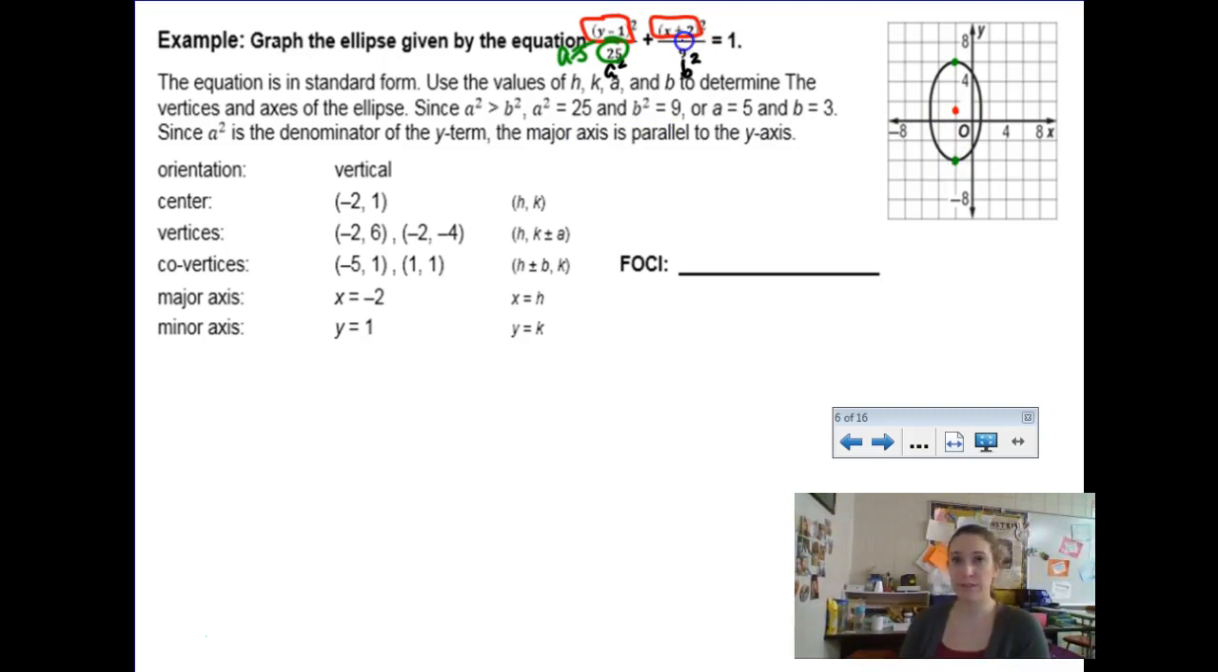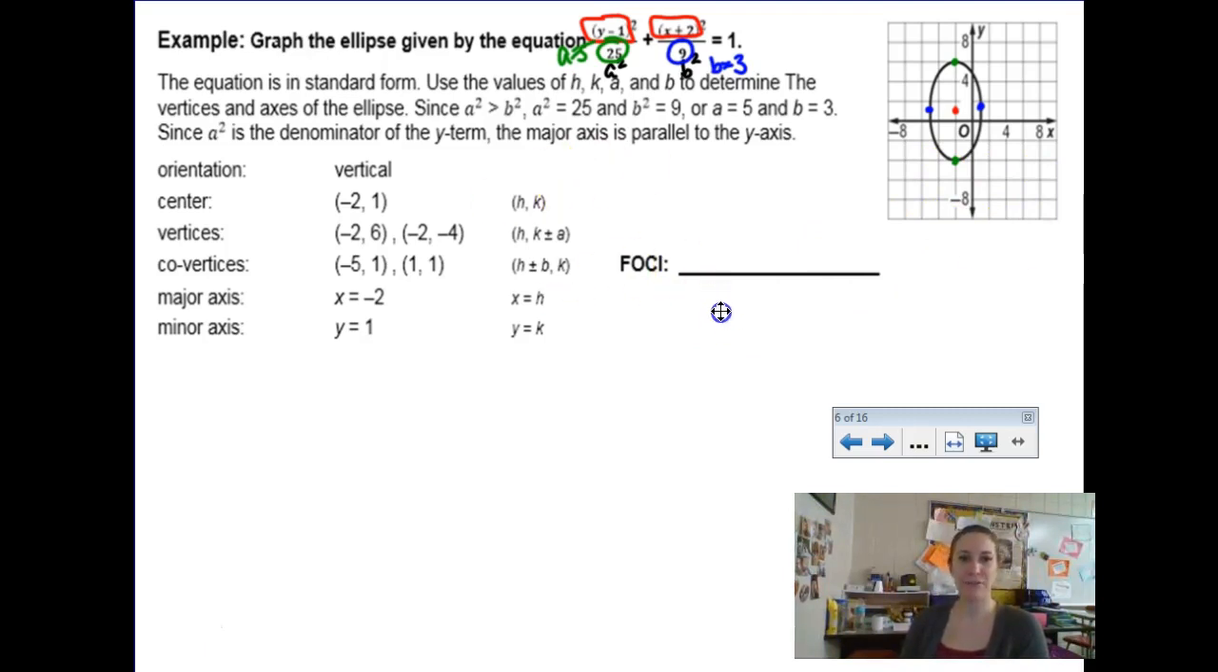So for the co-vertices, I notice that the b squared value is 9, which means my b value, or my minor axis direction, is 3 in each direction. So moving right and left 3 units. They plotted this co-vertex at 1, comma 1, and then this co-vertex at negative 5, 1. Again, we could have used our formulas, which are these guys here. But, you know, I really hate when these count by 2s. It just really bothers me.